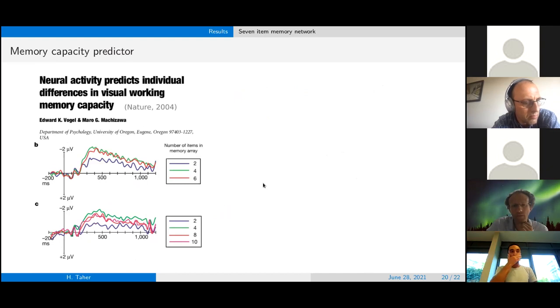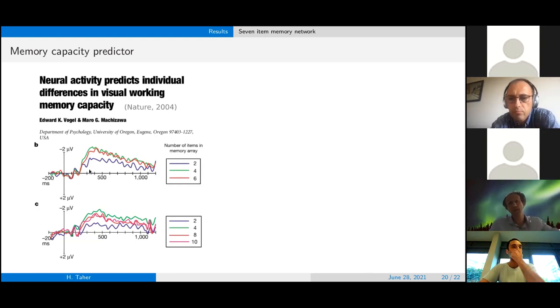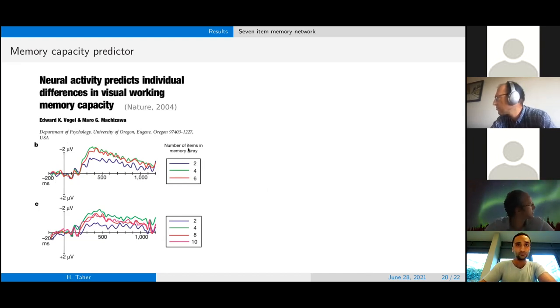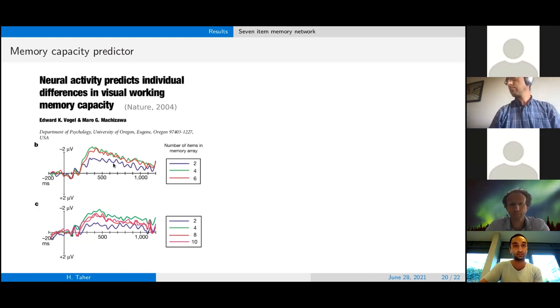The last thing I want to talk about is a work from 2004, where experimentalists have found a predictor for the maximum working memory capacity in the following way. We see here time traces of some membrane potential difference or local field potential difference. It's experiments with humans, as far as I remember, and the subjects see arrays on a screen which show different numbers of items. So the blue trajectory here shows the voltage trace when two items are presented, the green when 4 items are presented, and the red when 6.